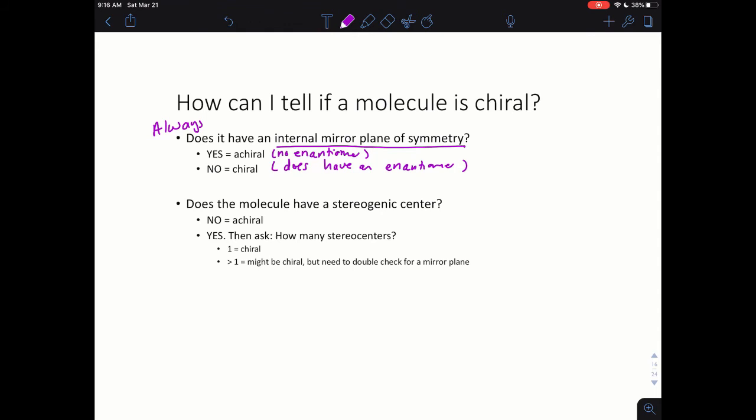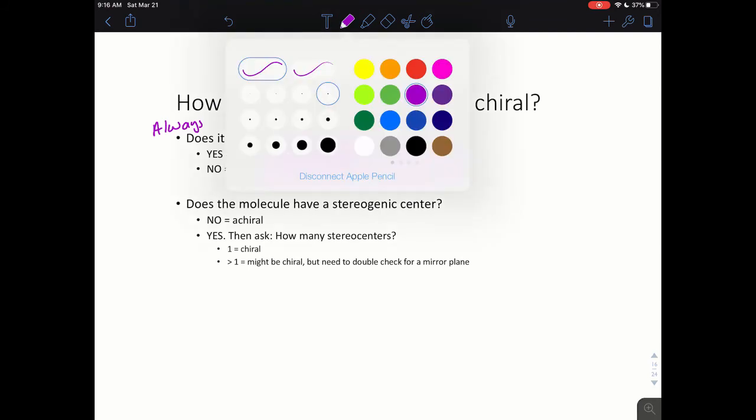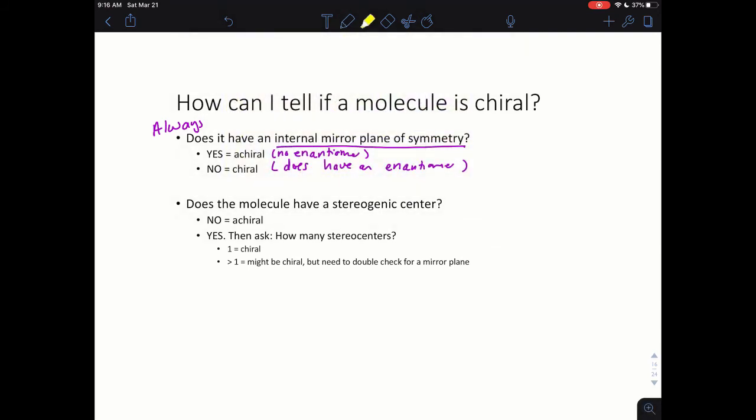Now, that can be really hard to see, those mirror planes of symmetry, right? So there's another way that we can think about this. We can look for that stereogenic center. So does the molecule have a stereogenic center? If the answer is no, it does not. So that was your carbon with 4 different groups. If it doesn't have a stereogenic center, then that means the molecule is going to be achiral. It will have that internal mirror plane.